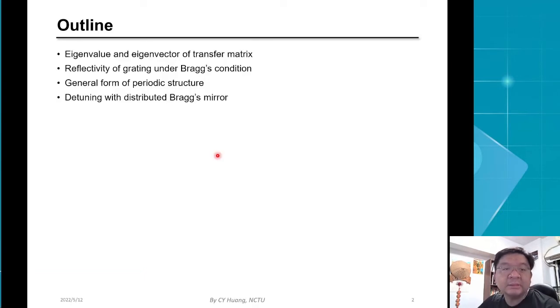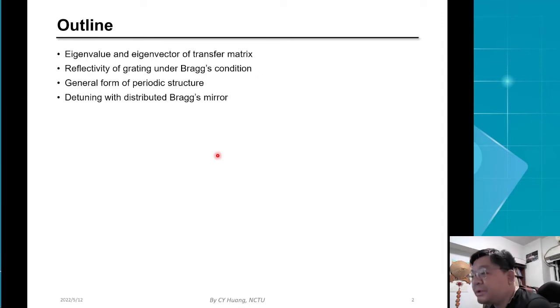Okay, this is the outline. In order to treat the mathematical property of a multiplication of identical or periodic transmission matrices, we need to introduce its eigenvalue and eigenvector. Then we will tell you what the Bragg condition is for alternating films. Then it will be the general form: even if it's not in the Bragg condition, we can still analyze its reflectivity with arbitrary periodic structure.